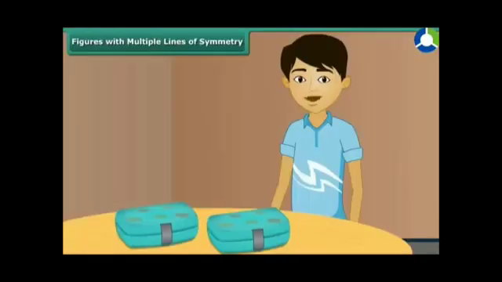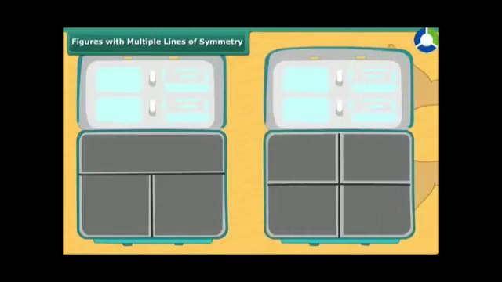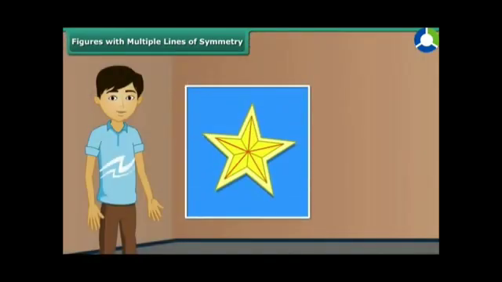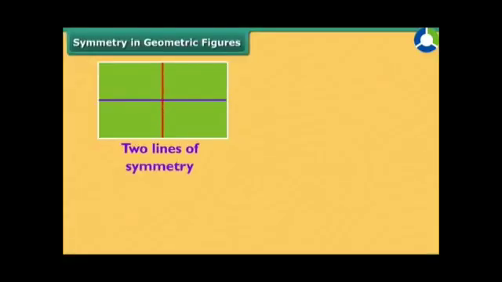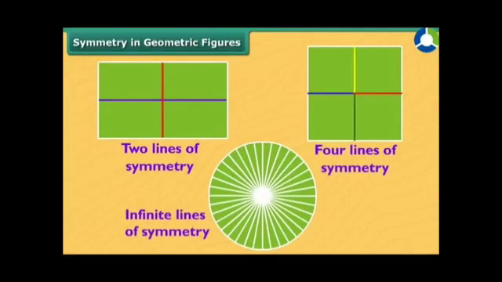Archie has two lunch boxes. One has three lines of symmetry. She doesn't like this box and keeps it away. She picks up another one. Let us check. Oh, this box has four lines of symmetry. Children, look at this beautiful star. You can see the star has 5 lines of symmetry. What about this pattern? How many lines of symmetry does it have? It has 6 lines of symmetry. Rectangles have 2 lines of symmetry, but a square has 4. A circle has infinite lines of symmetry.